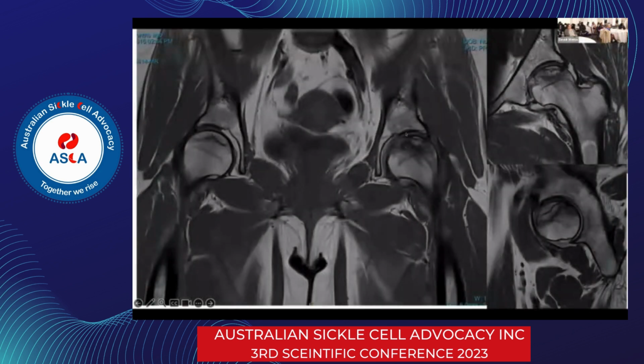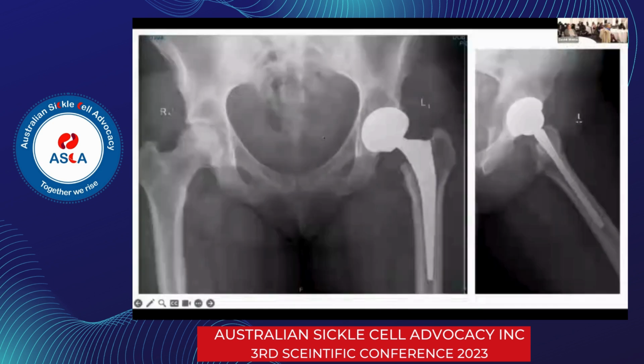And you can see here, this is the MRI showing the right hip is pre-collapse and the left hip here is about to collapse. So that one is not salvageable, and this one here we can salvage with this core drilling. That one was not salvageable, so went on to hip replacement.